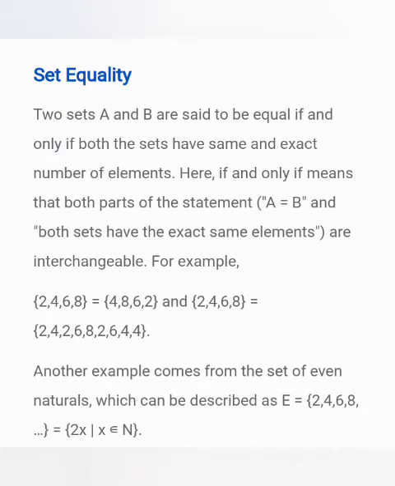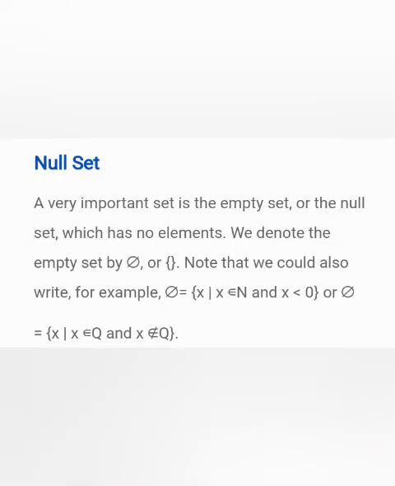Here we have next, set equality. When two sets are said to be equal, it means that both the sets have the same and exact number of elements, if and only if the two sets have exactly the same elements. Here you can see 2, 4, 6, 8 and 4, 8, 6, 2 may be written in a different order, but they are the same set, equal sets.